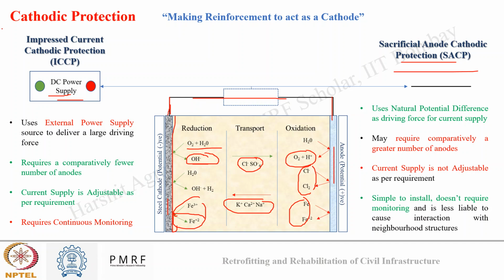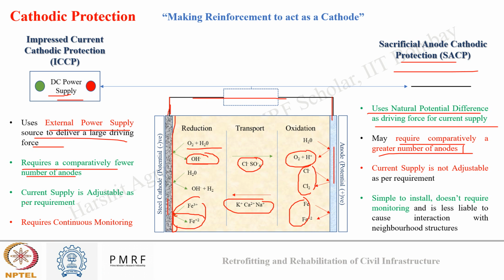So how do impressed current and sacrificial anode differ from each other and which one is better? In impressed current, we need to use an external power supply. But in sacrificial anode, the natural potential difference is governing this power supply. So in this context, SCCP is better. But in impressed current, ICCP, we may require a fewer number of anodes since the power supply is governing the protection. While in SCCP, more anodes may be required because the anode's tendency to corrode is governing the protection.